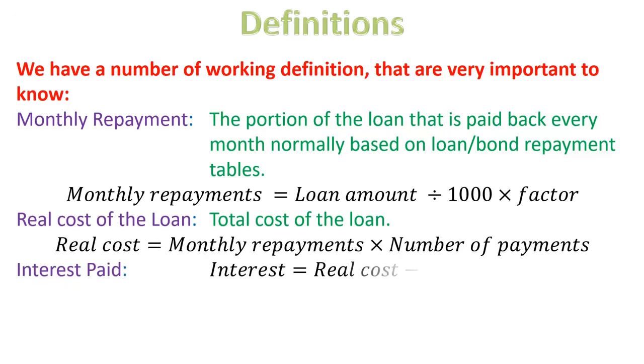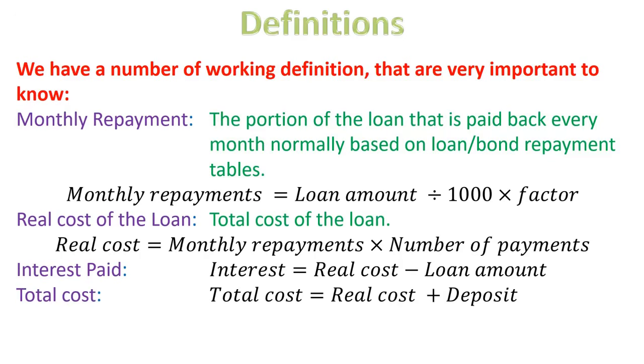Next definition, interest paid. Now your interest paid is your real cost minus your loan amount. Again, how much did you actually pay and how much was the loan amount originally, and that is how much interest you paid. The total cost of your entire thing is your real cost plus your deposit. Your real cost plus your deposit. And if we know all of those definitions, this section is not that difficult. But let's get going with an example.